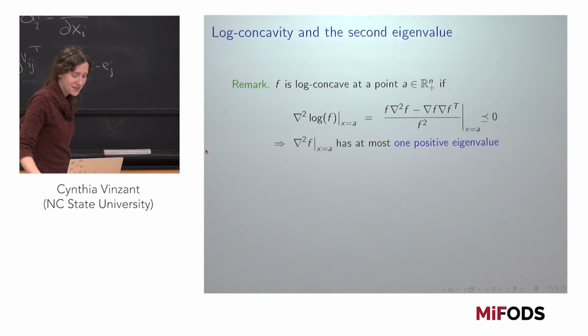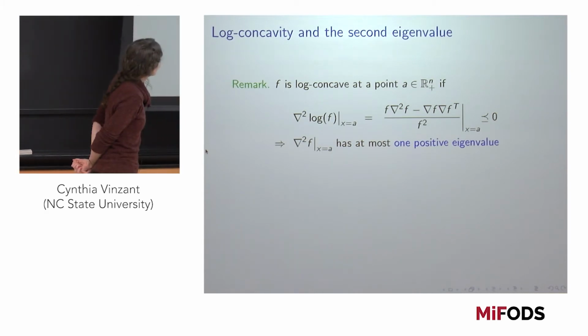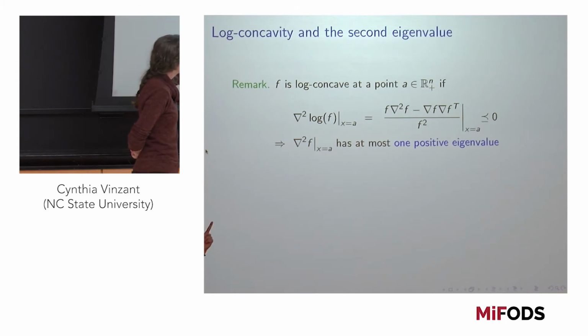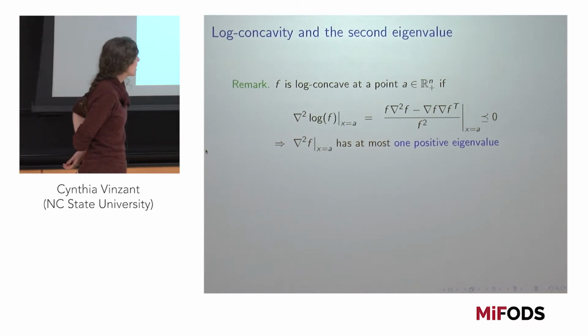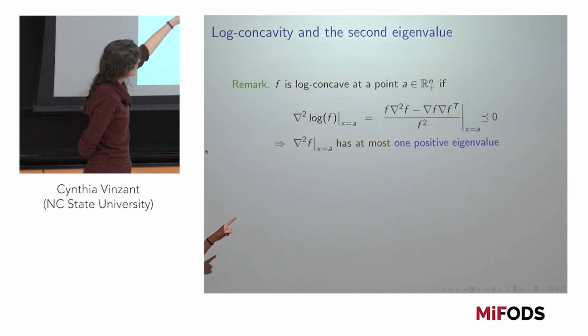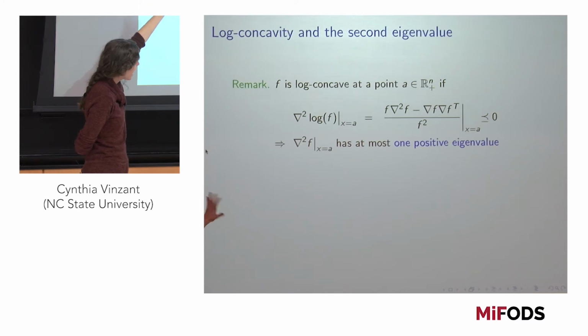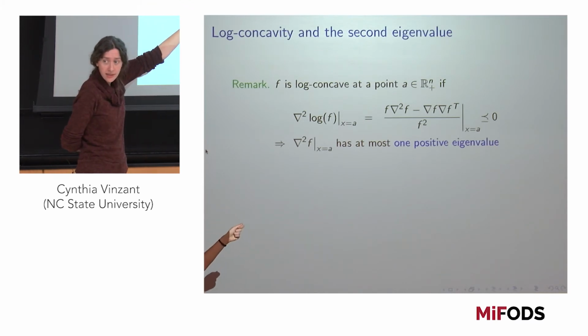So just as a quick primer to the theorem I'll show you, I'll remark that if I have a polynomial with non-negative coefficients, it's log-concave at a point in the positive orthant if its Hessian is negative semi-definite. And if we write out its Hessian, what we get is f times the Hessian of f minus the gradient times its transpose, over f squared. We're going to evaluate that all at our favorite point. So the f's are just constants. What we get is a constant times the Hessian minus a rank 1 matrix is negative semi-definite.